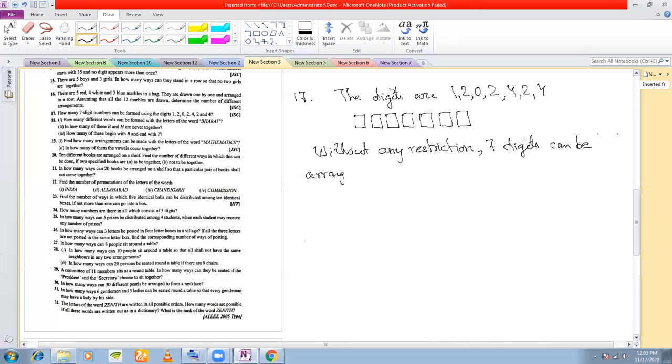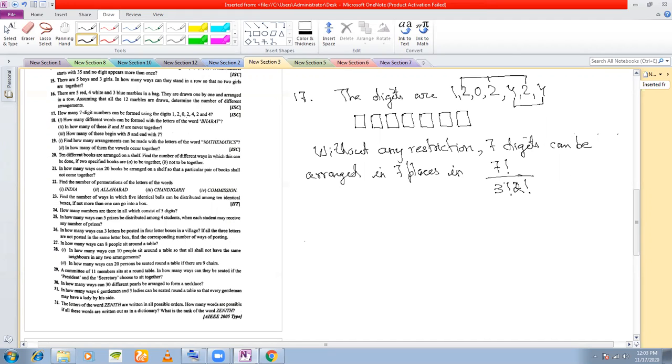You see, 2 is repeated. Then, what will you do for the repetition? You also divide by factorial. You see how many times 2 is repeated? Thrice. So divide by 3 factorial. Any other? Yes, 4 is also repeated here, twice. So 2 factorial. None other is repeated, right? So without any restriction, you can arrange it in this manner.